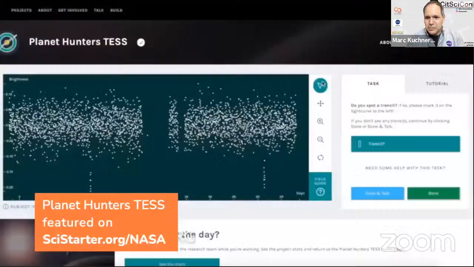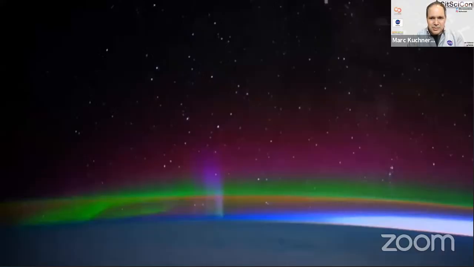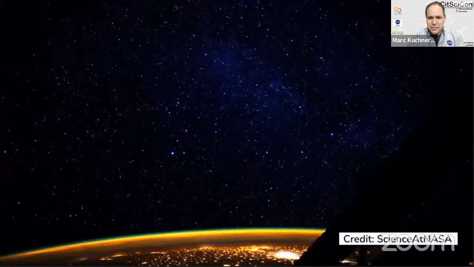So auroras affect our technologies on Earth and in the sky, in satellites, and they move really quickly, and it's important to get an understanding of what they're doing, and citizen scientists can really help with that.